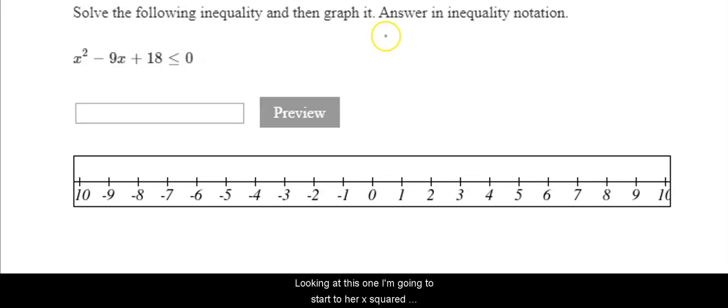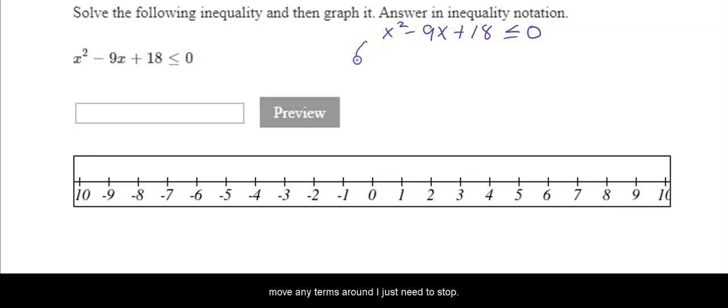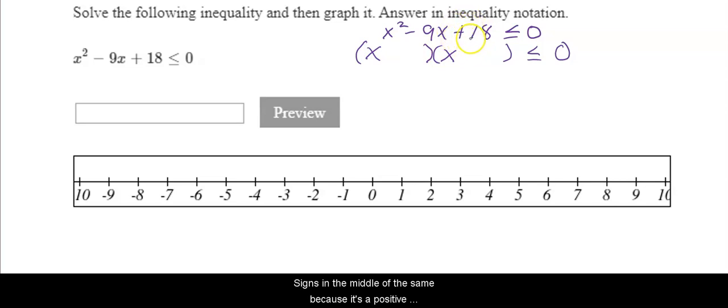Looking at this one, I'm going to factor x squared minus 9x plus 18 if I can. Since it's already less than or equal to 0, I don't need to move any terms around. I just need to factor. When I factor it, I get x squared splitting as x and x. Signs in the middle are the same because it's a positive constant, and they're both negative because I have a negative middle term. I need two factors of 18 that add to give me negative 9. It's negative 6 and negative 3.